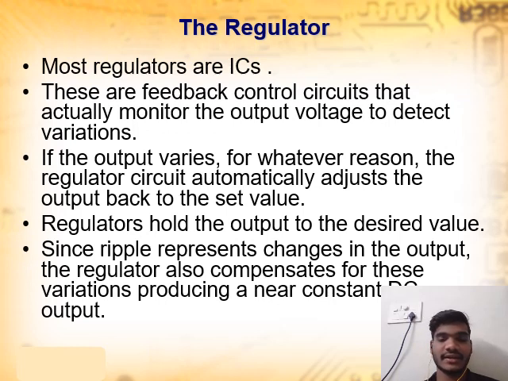Regulators. Most regulators are ICs. These are feedback control circuits that actually monitor the output voltage to detect variations. If the output varies for whatever reason, the regulator circuit automatically adjusts the output back to the set value. The regulator holds the output to the desired value. Since ripple represents the change in the output, the regulator also compensates for these variations, producing a near constant DC output.